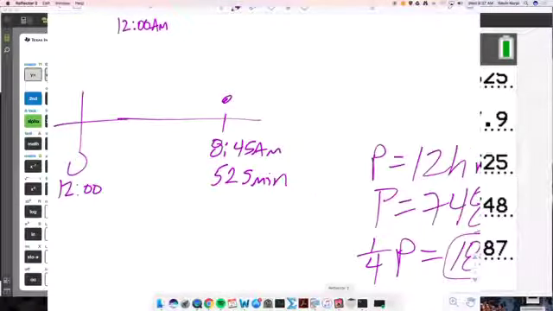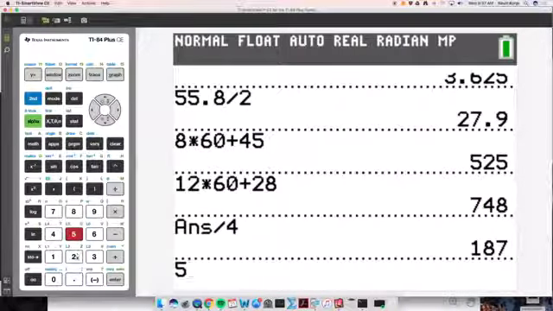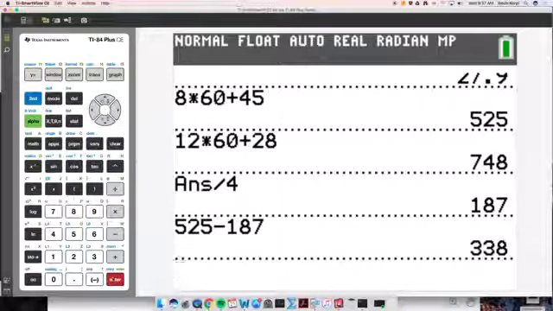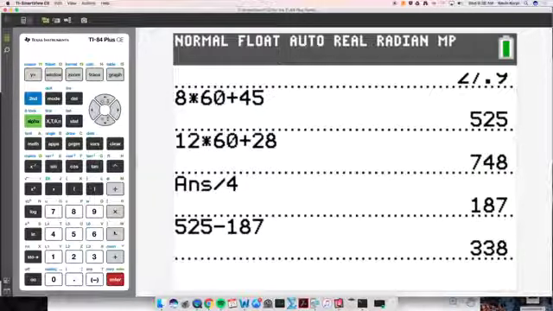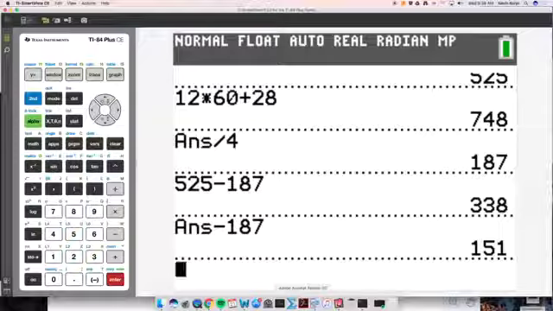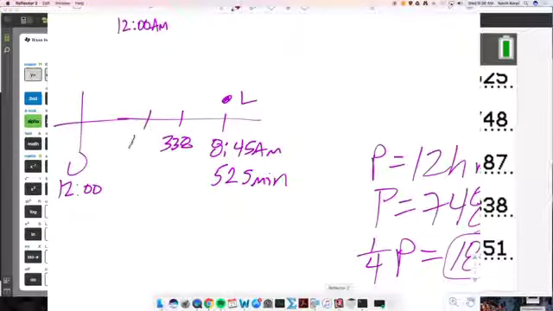So let's go ahead and see if this is a low tide. I'm going to call that L. Let's work back from 525 because we need to work back towards the y-axis. So 525 minus 187 is 338. I'm going to add that to my sacrificial x-axis, 338. So that's also a critical value. Let's do it again. Let's subtract 187. That gives me 151. So 151 is also a critical value.